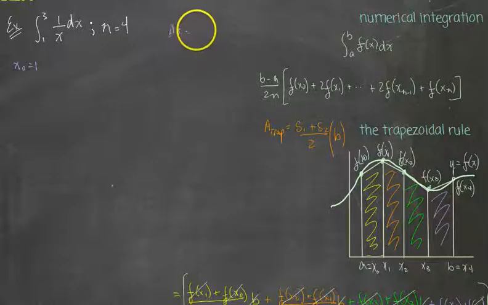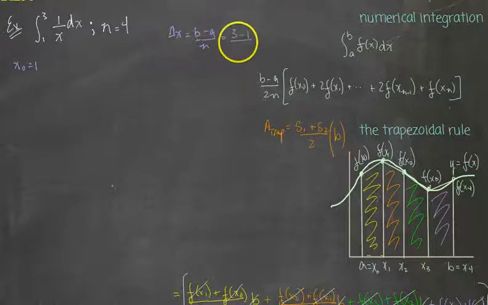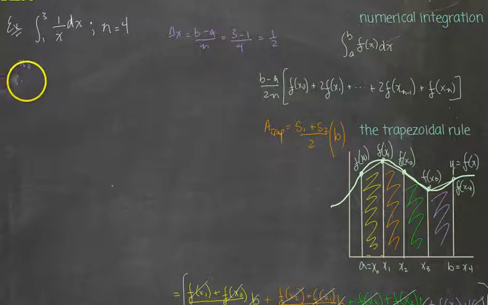We can say the change in x is b minus a divided into n subintervals. So b is 3 minus a, which is 1, divided by 4. So we have 3 take away 1 is 2, so 1/2. So each subinterval is going to increase by 1/2. So x0 is 1. x1 then would be 3/2. 1 plus 1/2 is 3/2.